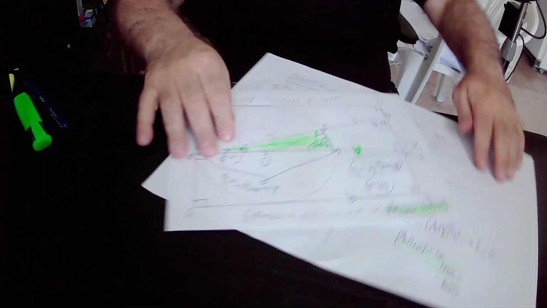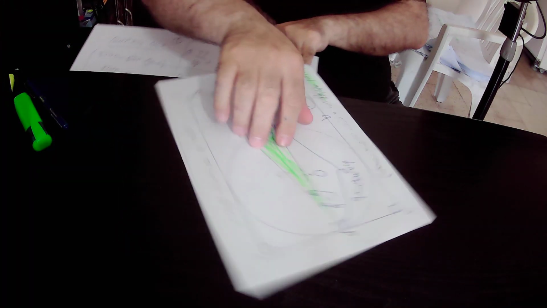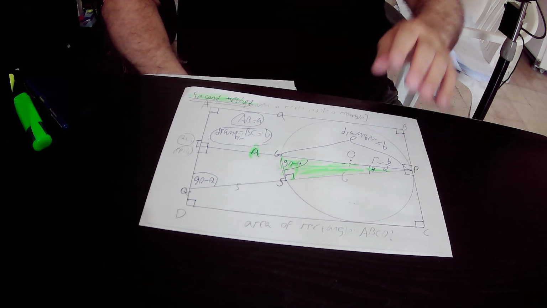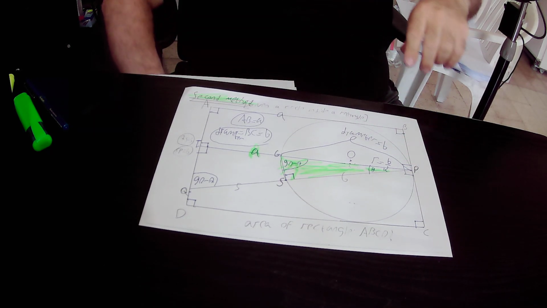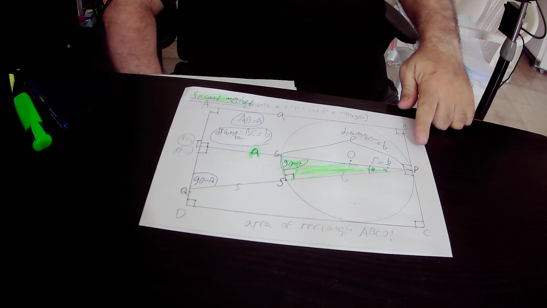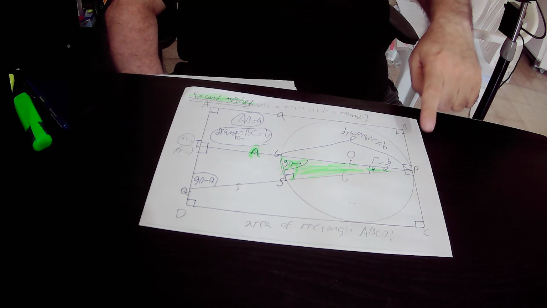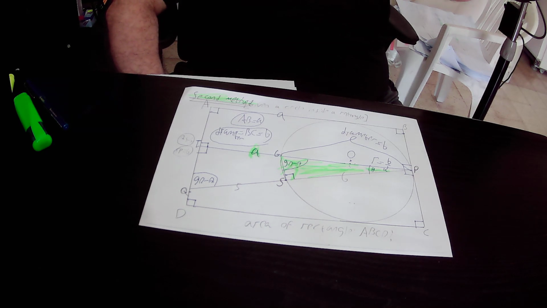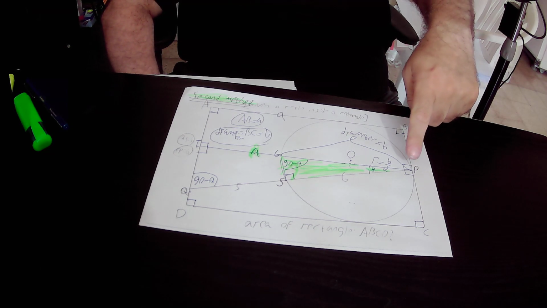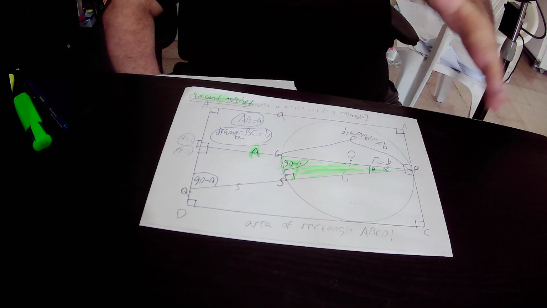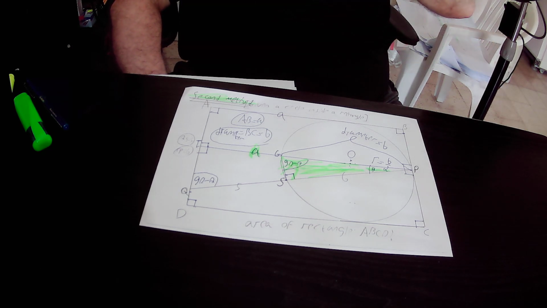In the second method, we define the center of the circle as point O. We join points O and P together by a straight line. Point O is the center of the circle, point P is a point on the circle itself, therefore OP is the radius of the circle. And here, according to the first method, this angle equals 90 degrees and this angle equals 90 degrees. It is according to rule number 1.